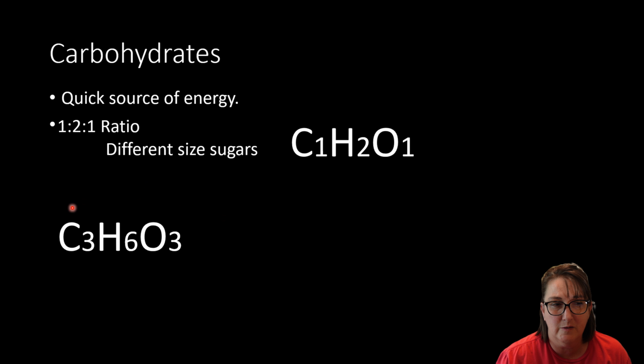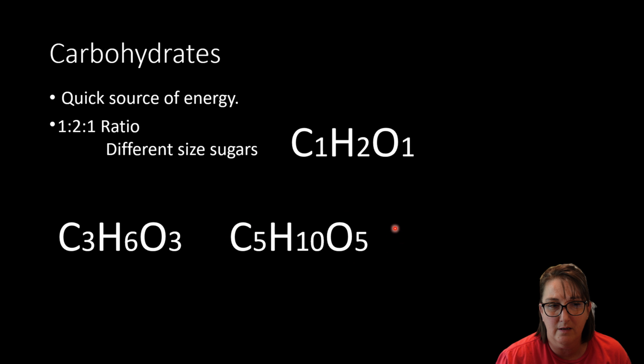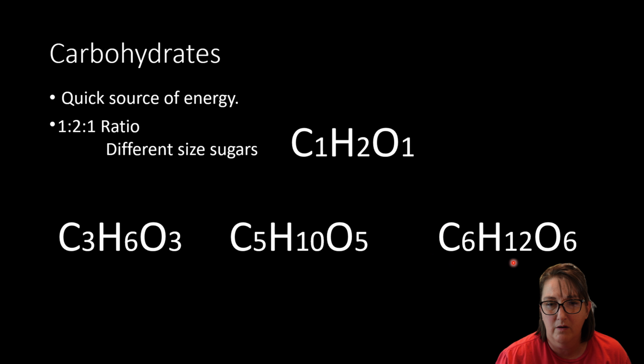Here I have C3H6O3. That tells me it's a carb. This one here also tells me it's a carb. It's going to be a type of pentose sugar. And then here I have glucose. These are all going to represent a carbohydrate.